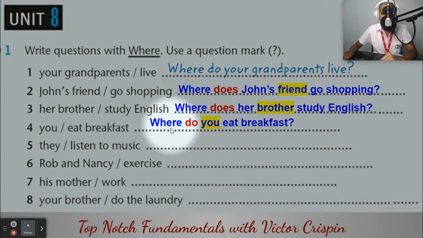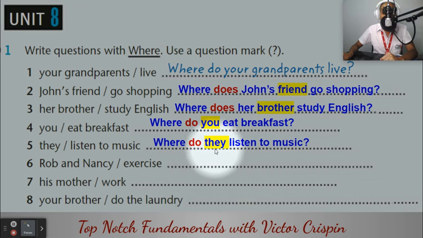The question would be, where do you eat breakfast? In this case, we have the auxiliary do because we have the subject you. In the case of number 5, they listen to music. The question would be, where do they listen to music? In this case, we have auxiliary do because we have they, first person.